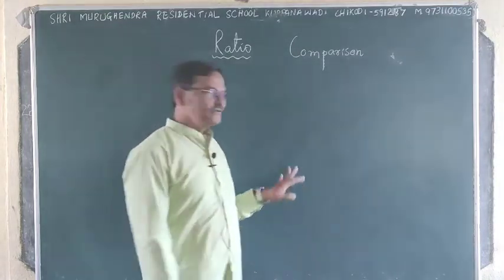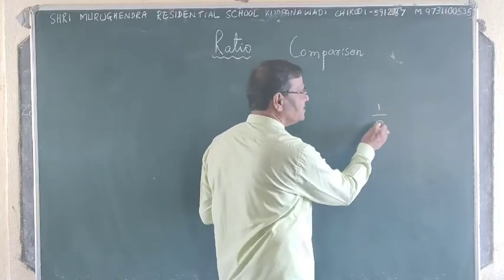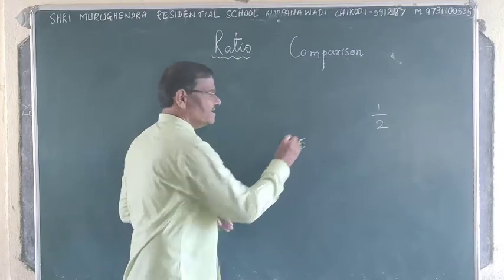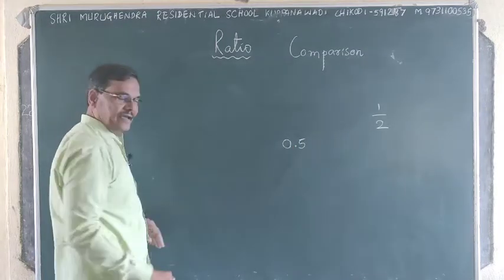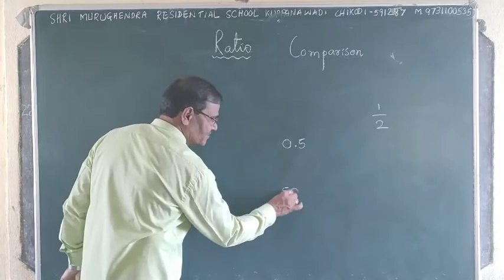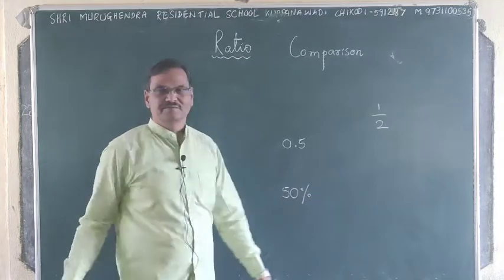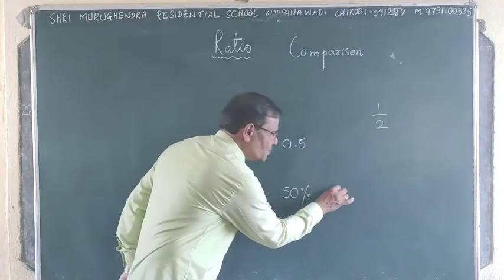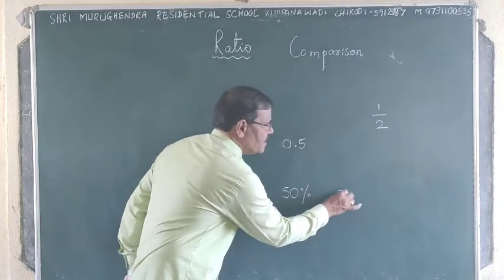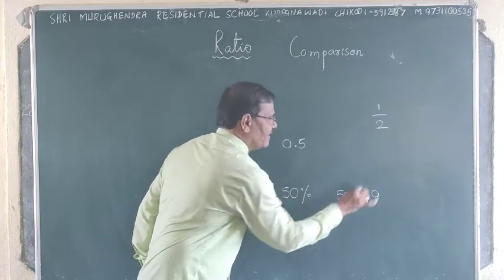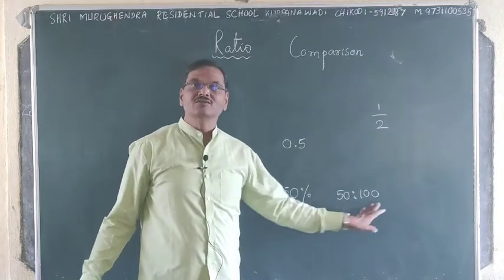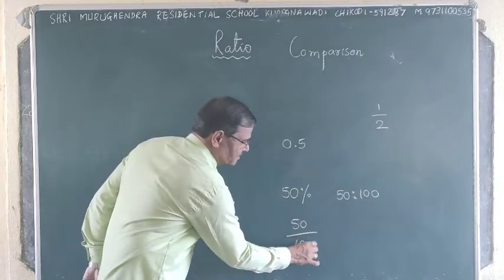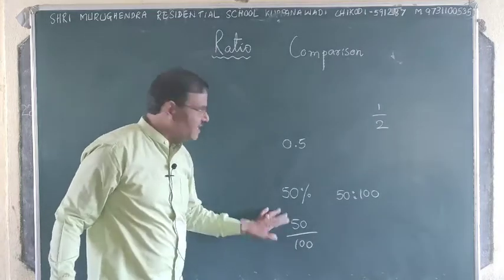Previously we studied 1 by 2, which is a fraction. 0.5 is a decimal number. And we have also studied 50%. What is this? This is also comparison. 50 is to 100. That means out of 100, 50 taken.